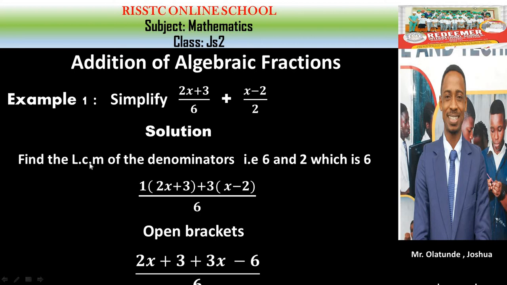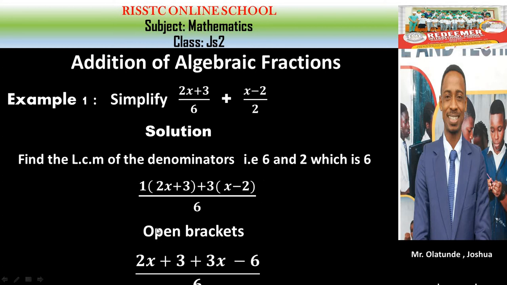Now move straight to the first term, where we have 6 as denominator. How many 6 can we find in our LCM, which is 6? We have 1. Write your 1 here, open a bracket. What you have as the numerator of 6 comes inside the bracket and close the bracket. Write your addition sign. Also move straight to the next term, where we have 2 as the denominator. How many 2 can we find in 6, which is 3. Write your 3, open a bracket. What you have at the numerator comes in the bracket, close the bracket.